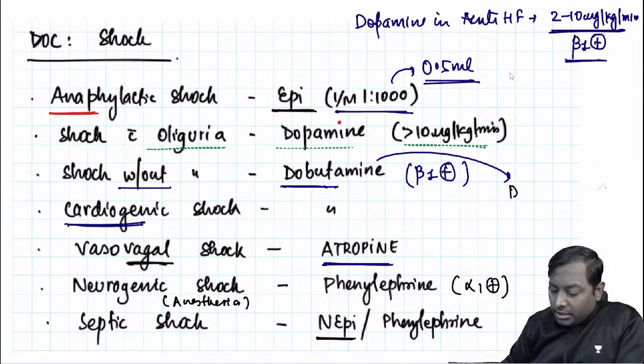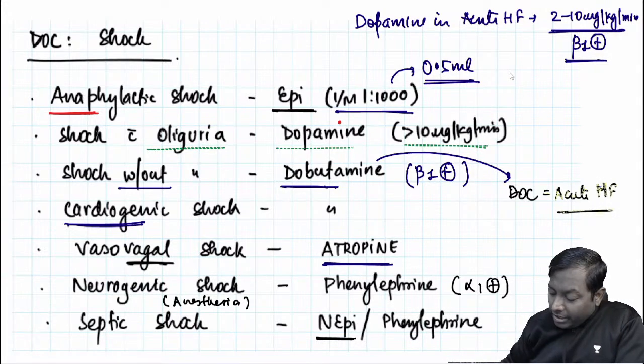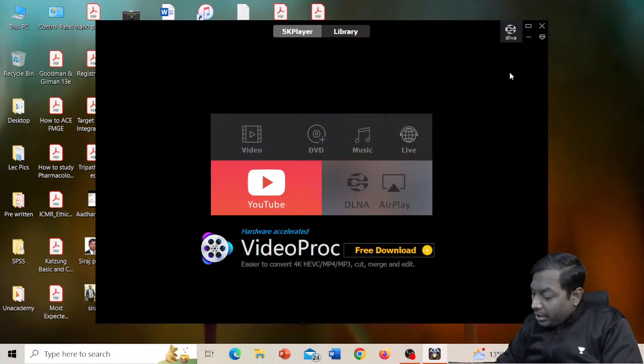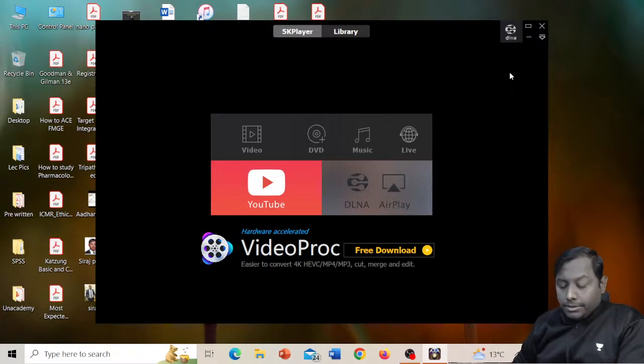Dobutamine, as I said, is the drug of choice also in a patient with acute heart failure. Alright, so we are done with these two topics. I believe all of you have actually seen this already. Okay, great. Now one more question that is very frequently asked.